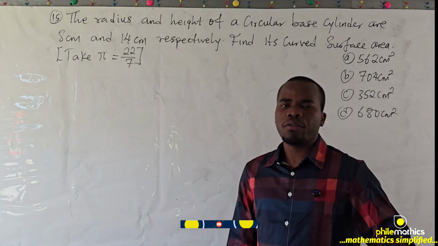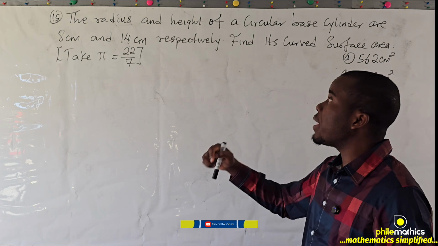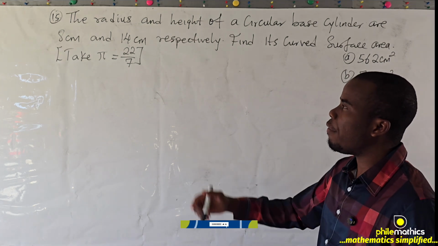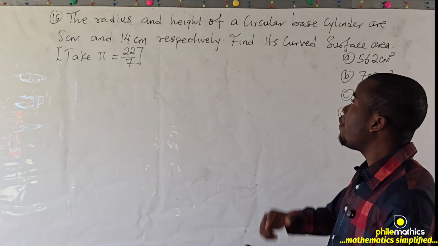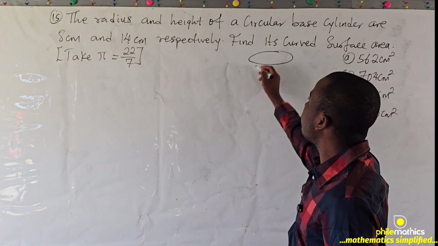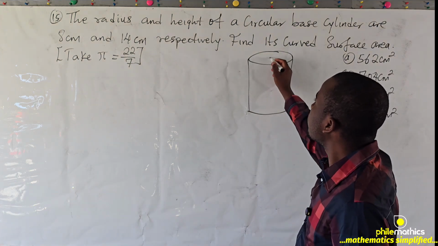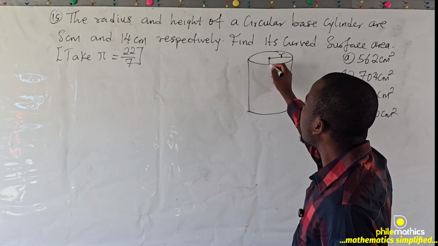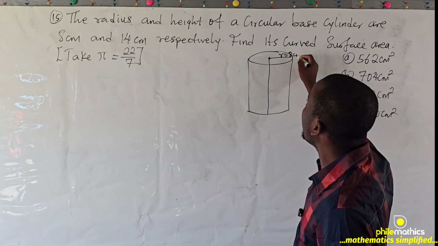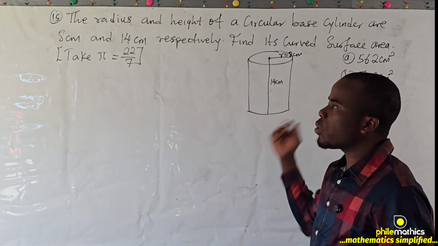Question 15 of 2025 WAEC Mathematics OBJ says, the radius and height of a circular base cylinder are 8 cm and 40 cm respectively. Find its curved surface area. So if this is a cylinder, this is the radius and this is the height. Radius is 8 cm and the height is 14 cm. We're asked to find the curved surface area.